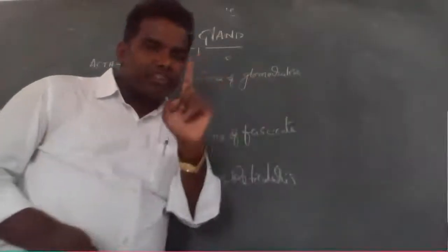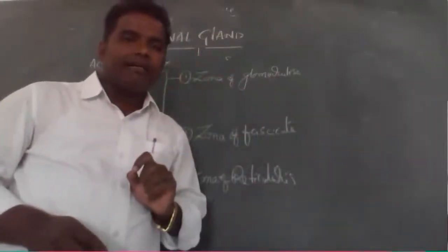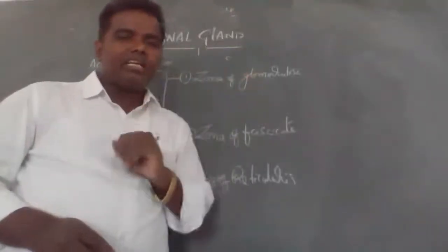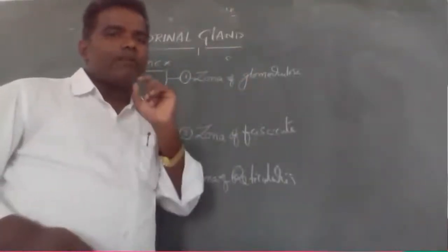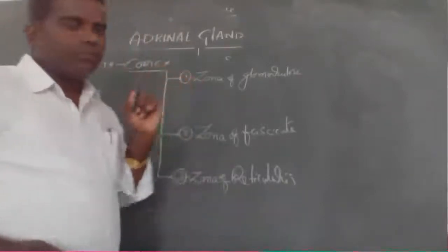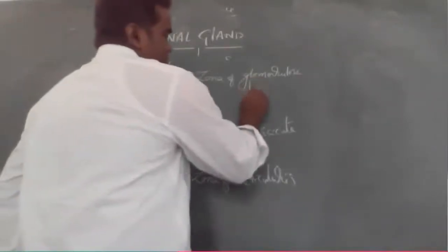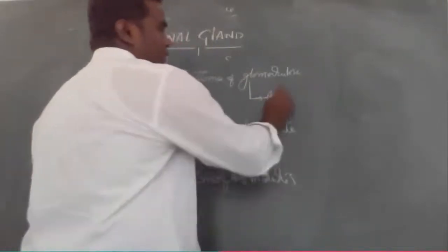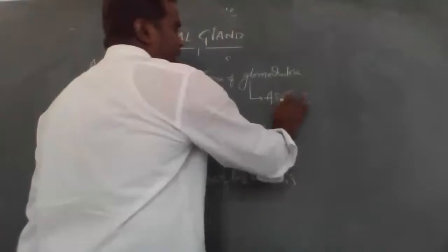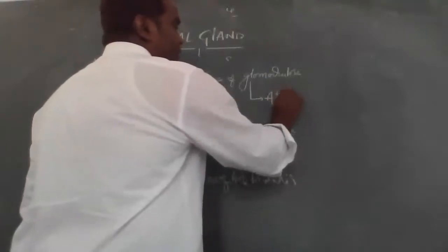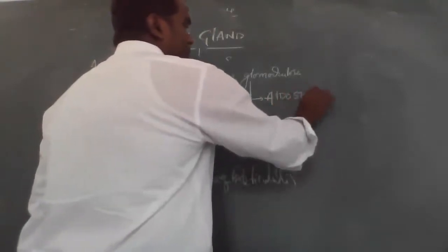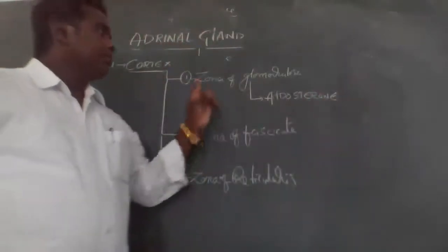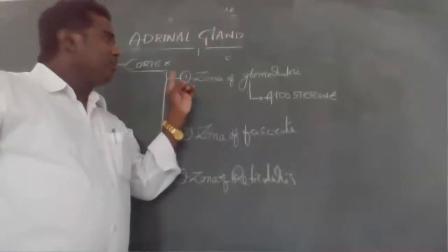What is zona glomerulosa? The zona glomerulosa is the first zone of the cortex region of the adrenal gland. What hormone does the zona glomerulosa secrete? The hormone is called aldosterone.